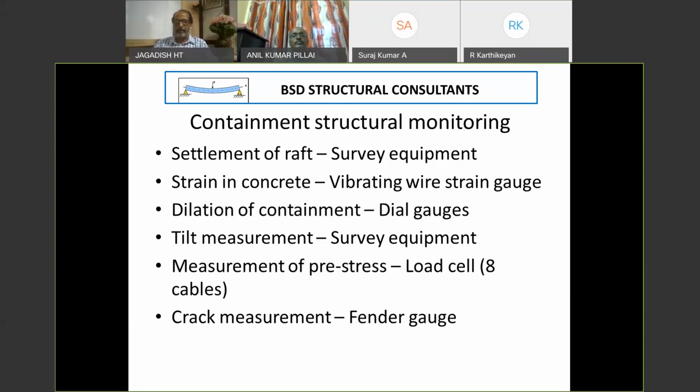We find out settlement of raft. Strain in concrete. We need to find out stress. So measure strain and work out stress. This is done by embedded vibrating wire strain gauges. We call it as VWSG.